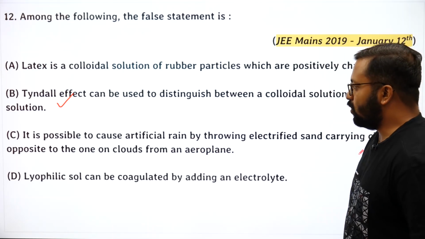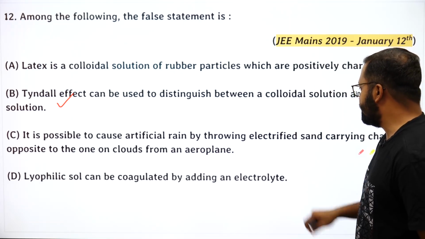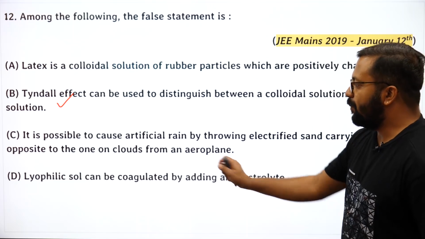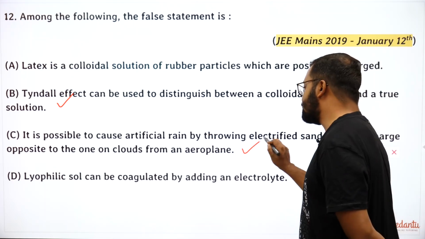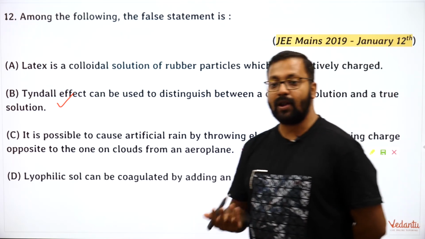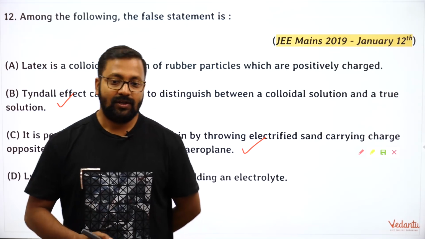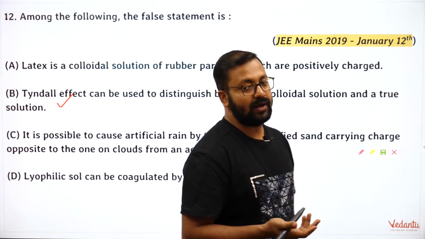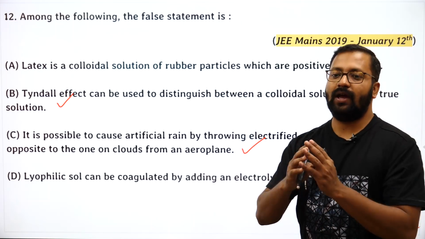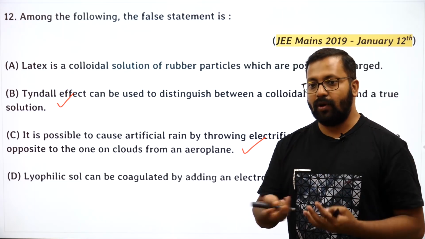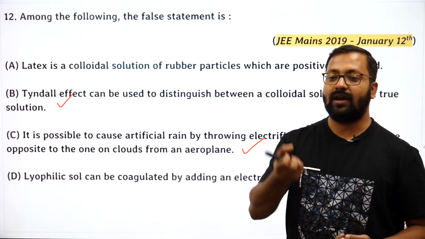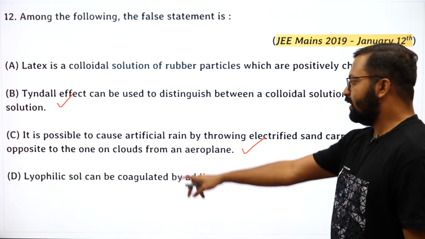It is possible to cause artificial rain by throwing electrified sand carrying charge opposite to that of the clouds. Obviously this is known as cloud seeding. If anyone lives in Mumbai, cloud seeding is done there. In a lot of places cloud seeding has been done so as to coagulate, and because of coagulation, precipitation will happen there.